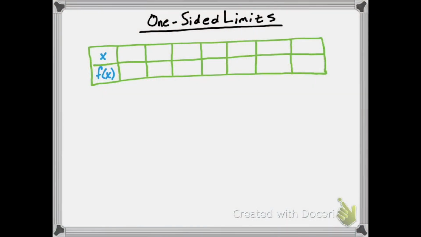What is a one-sided limit? Let's take a look at a function in a table. Here we know f of 2 does not exist. So let's look at what's happening as x values approach 2 from the left and the right.